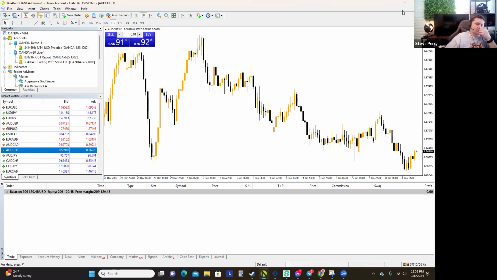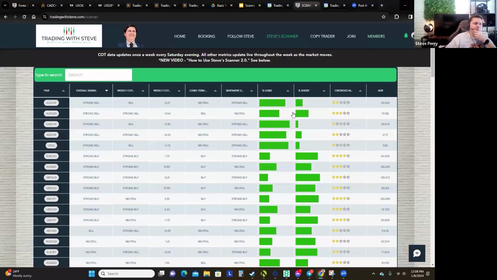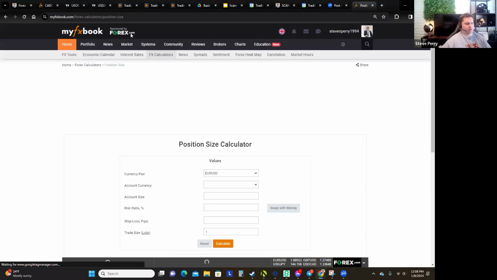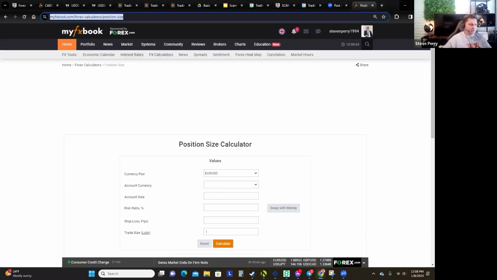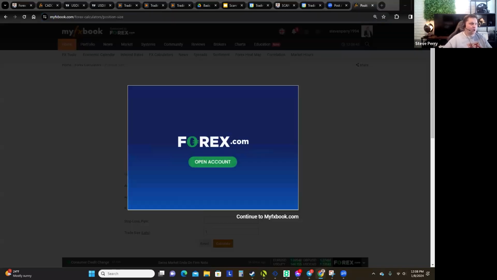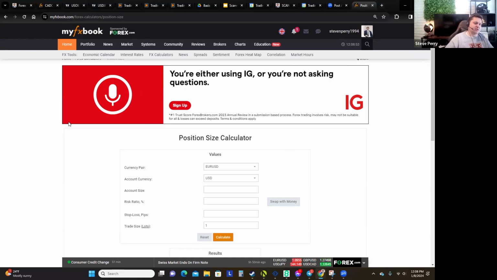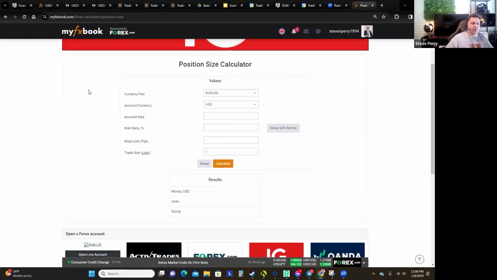Right? Okay, so before we jump in here, let's go and pull up what's called the lot size calculator, right? So I like to use this lot size calculator with my FX book. It's also known as a position size calculator. I'm going to put this link in the chat box for those that want it. All you have to do is just go on Google and search position size calculator, my FX book, and it's pretty much the first link. As long as it looks like this, you're in the right place.